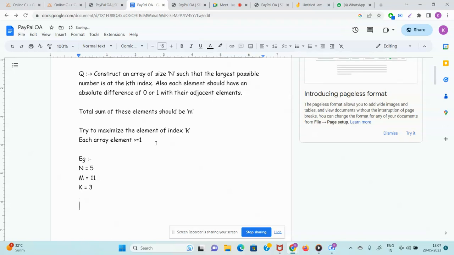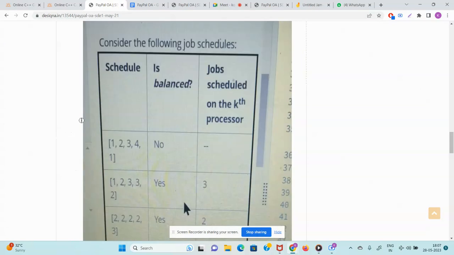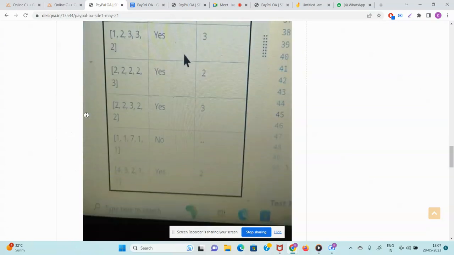Okay, so guys, can anyone tell me which kind of arrays you can make which are totally valid? At the third index we need to maximize the number, and at all the other indices the number should have an absolute difference of 0 or 1, and also the sum should be 11. So this is not as easy as you're thinking. Okay, so what they have done is they have said that this is a valid case.